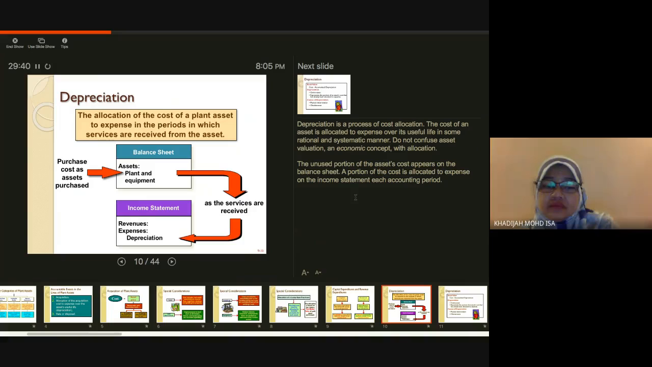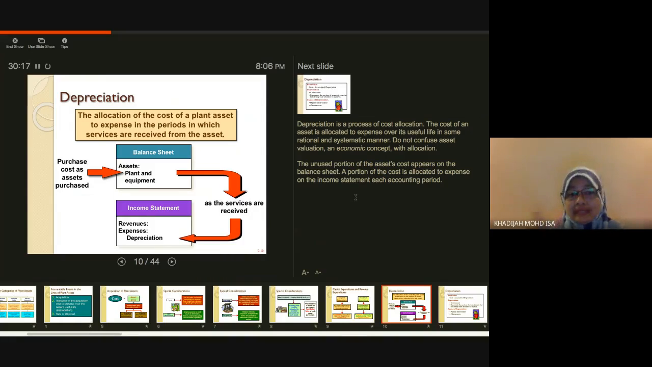Second year, the cost remains as 10,000. But does the value remain? No, because in the second year you provide another 1,000. So how much have you provided for depreciation in total at the end of the second year? 2,000. So it means that the net book value of the asset is no longer 9,000. It has now become 8,000. So in the balance sheet, you'll see the cost of the asset and the net book value of the asset. Net book value is the cost minus your accumulated depreciation.